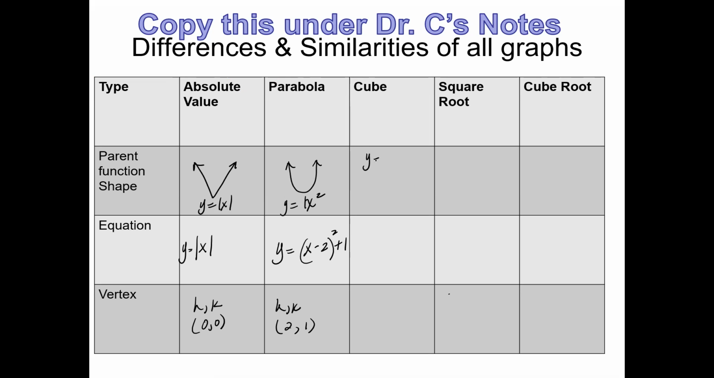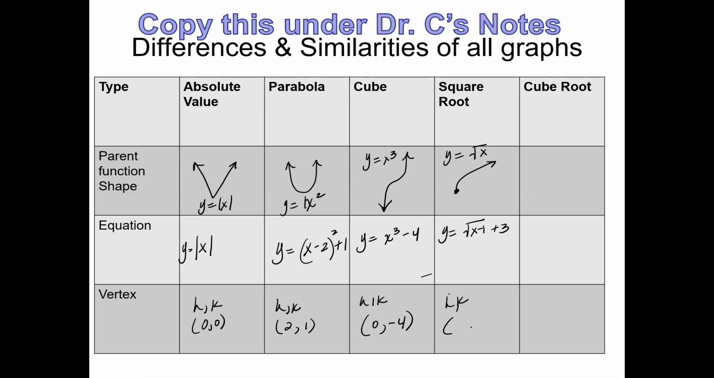Cube is going to be y equals x cubed, and it's going to be shaped like this. So if I give you an equation, y equals x cubed minus 4, your vertex is going to be 0 comma negative 4. Square root, y equals square root of x. Graph looks like that. If I give you an equation, y equals the square root of x minus 1 plus 3, you know your vertex is going to be at 1 comma 3. And a cube root, I'm going to have you guys go ahead and fill that part out.